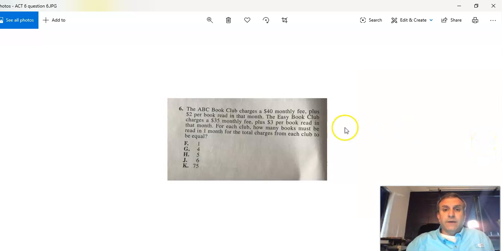Now, this is a book club, very similar to our pond question in your ACT packet. $40 a month, $2 per book. $35 a month, $3 per book. For each club, how many books must be read in 1 month so that the total charges from each club will be equal? Set them equal to each other, just like your pond question. So 40 plus 2x equals 35 plus 3x.